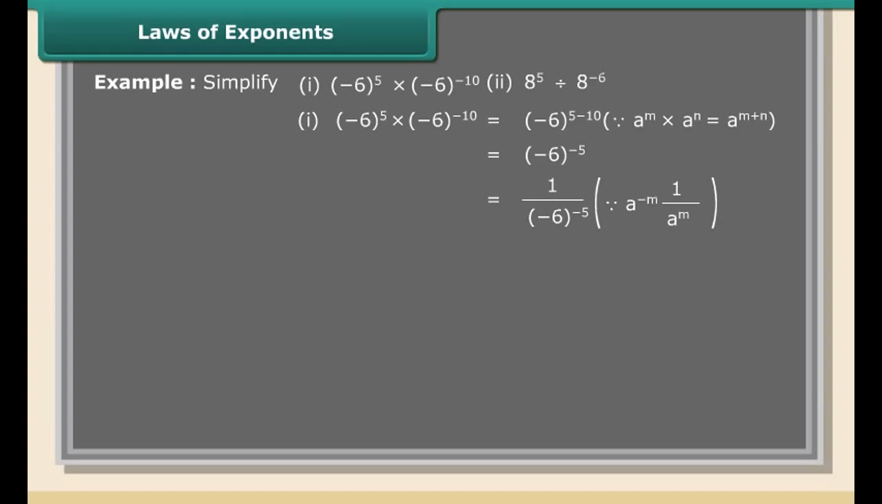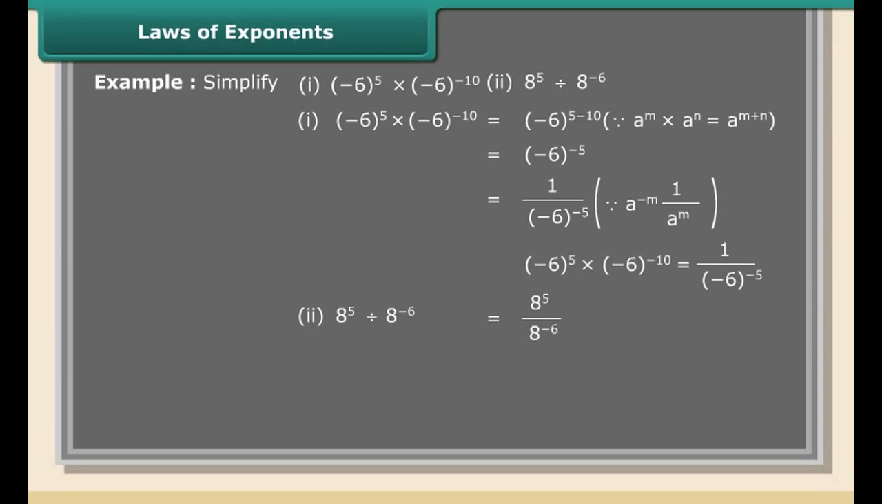Example. Find the value of 4^(-2) and (1/8)^(-2). Solution. 4^(-2) is equal to 1 upon 4^2, which is equal to 1 upon 16. (1/8)^(-2) is equal to 8^2, which is equal to 8 into 8, equals 64.